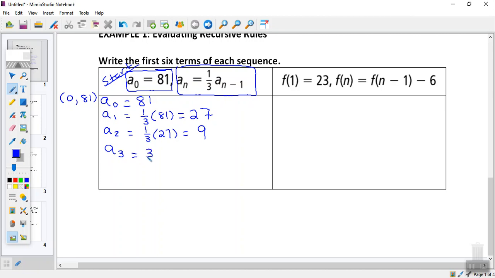3. Okay, what do I have now? 3. So the next term will be 1. Okay? How many terms have I given so far? 1, 2, 3, 4, 5. If I have 1 right now, what's next?